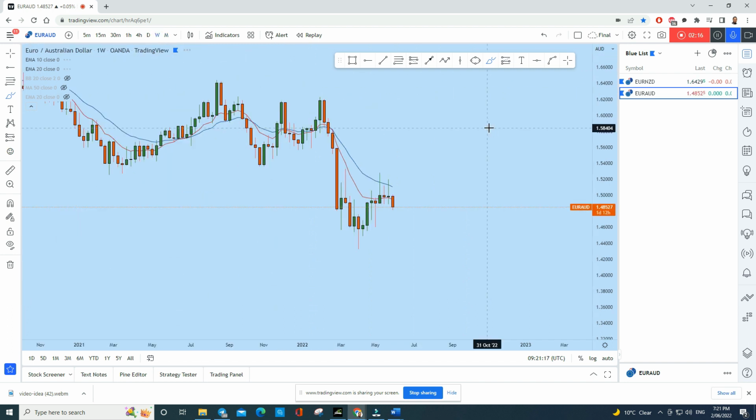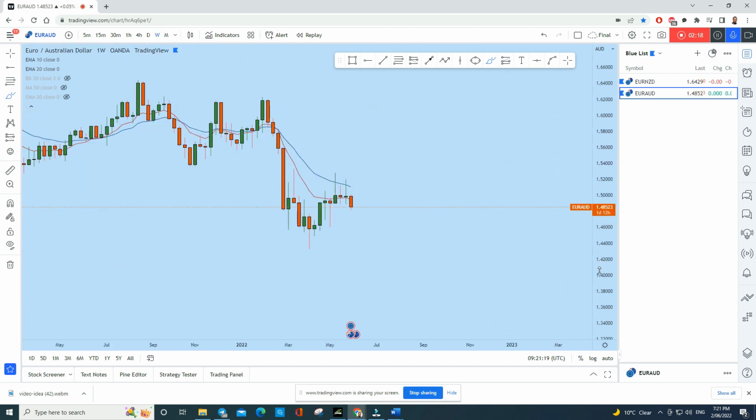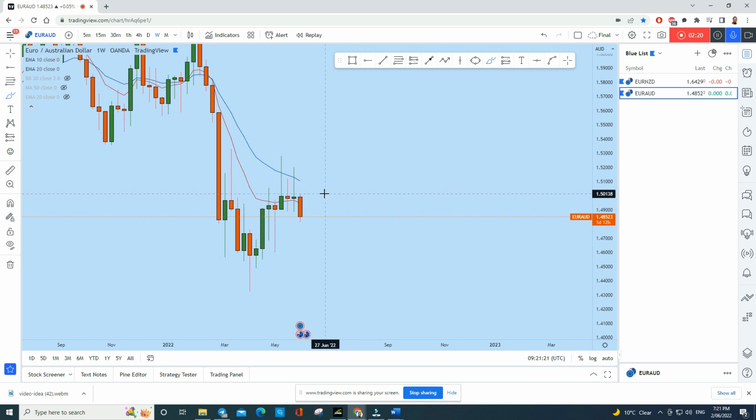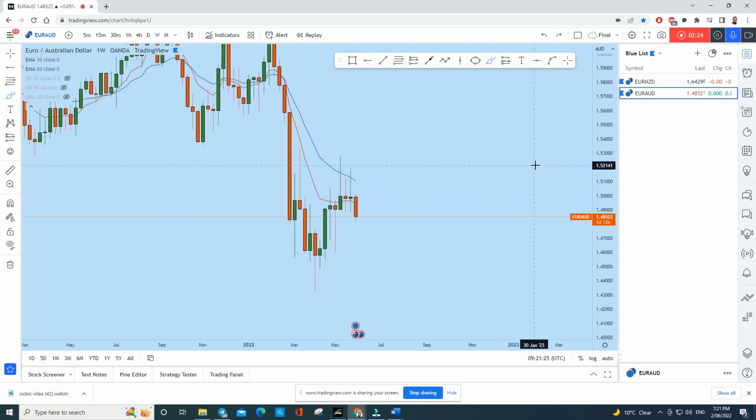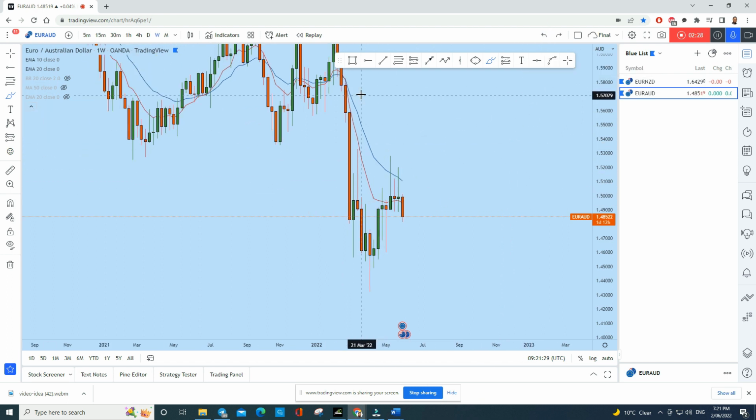Now going down to the weekly time frame, what we have seen is that Euro AUD has created a double doji price action. After the double doji on the weekly time frame in such bearish price action, we can expect a bigger move, because the more dojis, the stronger the price action could be. So we can expect Euro AUD to break down and create even a new lower low.